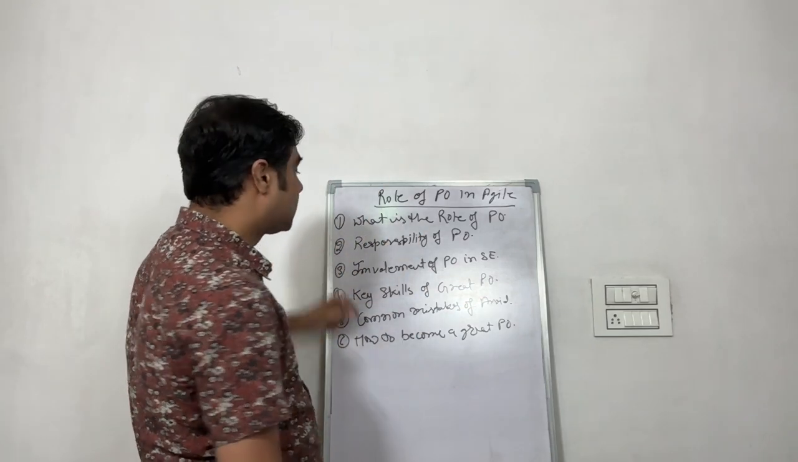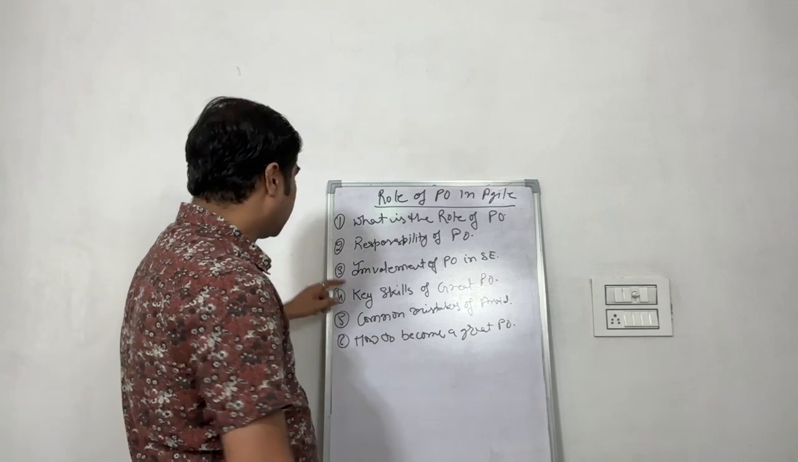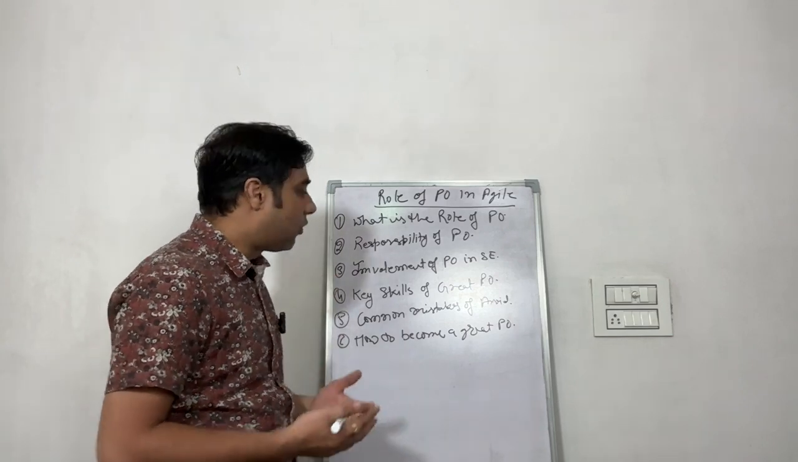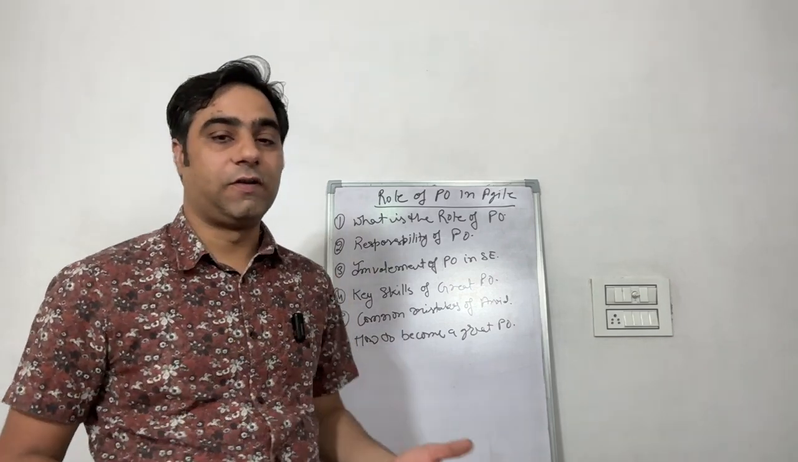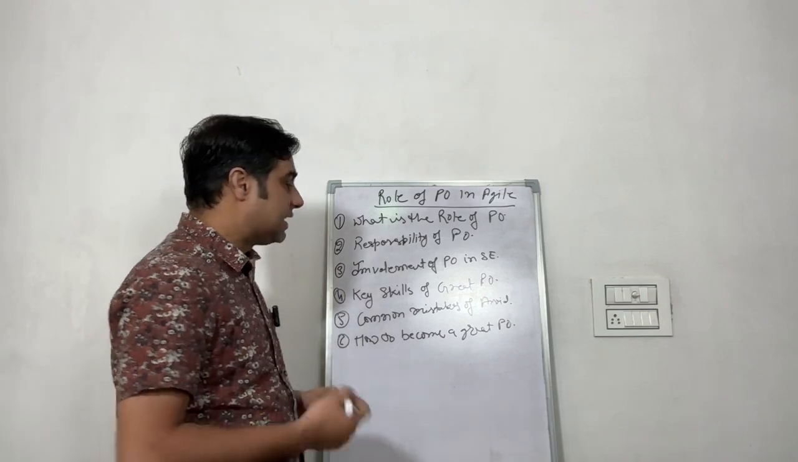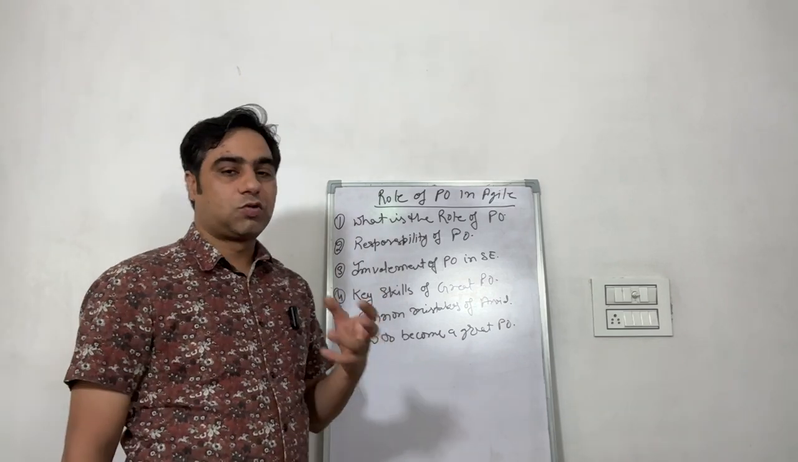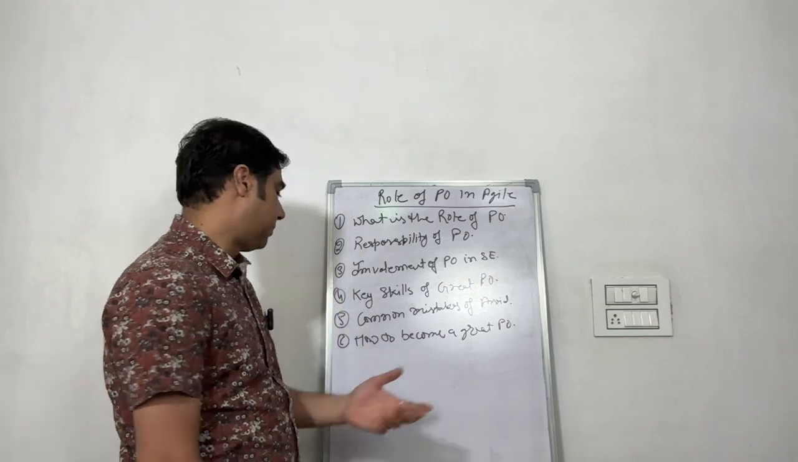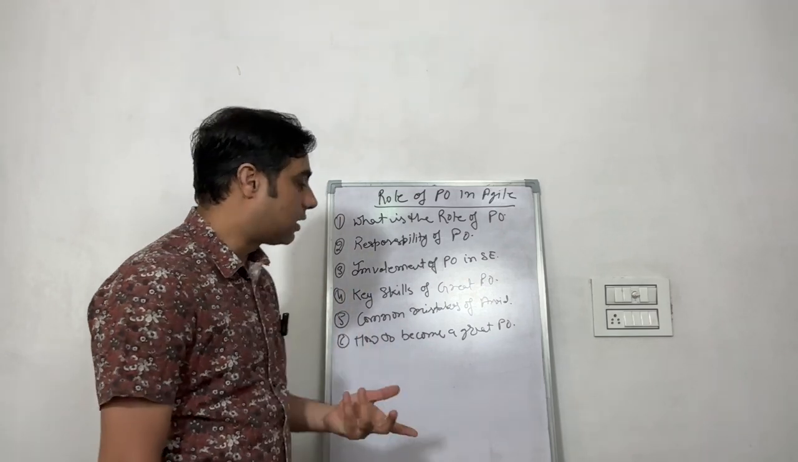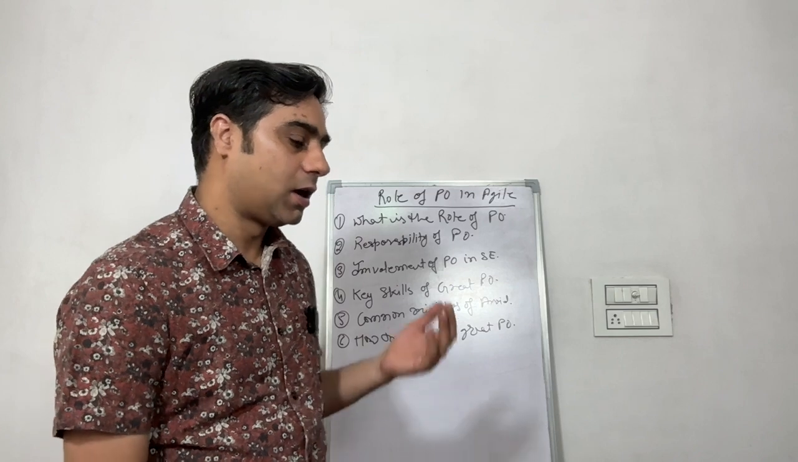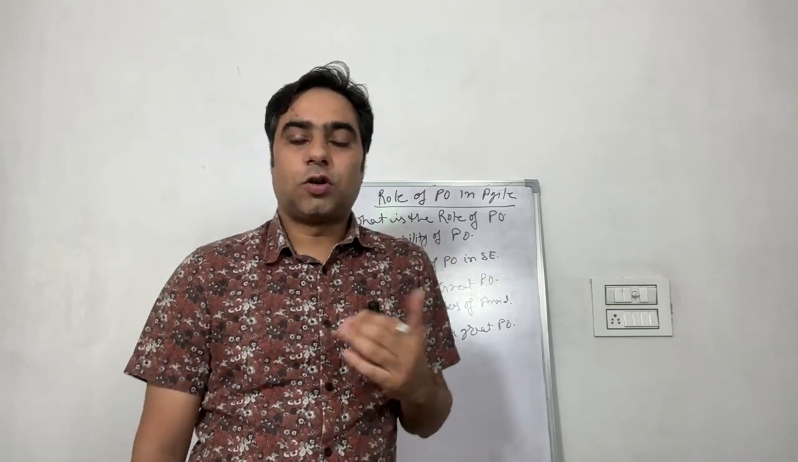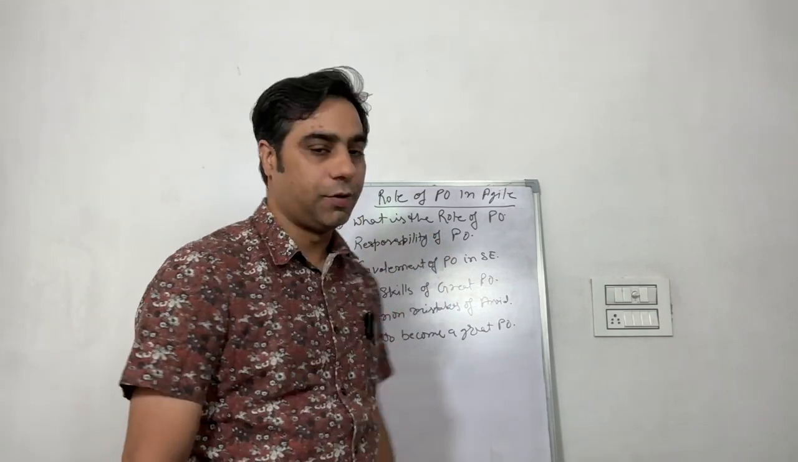Second is responsibility of your PO. Third is involvement of PO in Scrum events. Fourth is key skills of a great PO. And fifth is common mistakes to avoid as a PO, and how to become a great PO. Like you can say, how you can coach your PO to become a great PO.